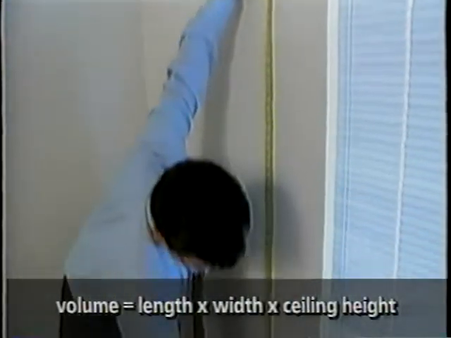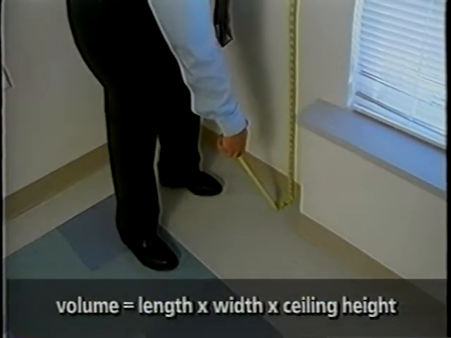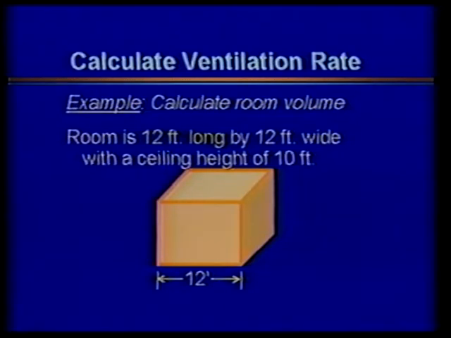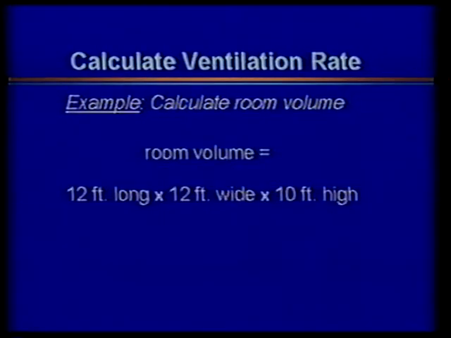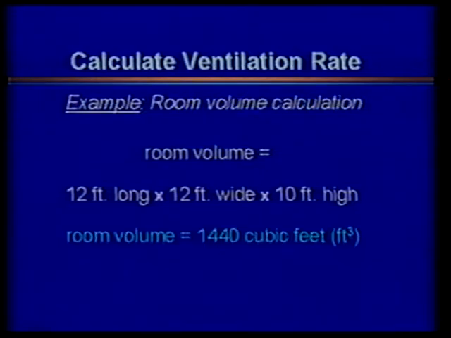The volume is the length times the width times the ceiling height. We'll illustrate this with a simple example. Assume a square-shaped room 12 feet long and 12 feet wide with a 10-foot high ceiling. This would give you a room volume of 12 by 12 by 10 or 1440 cubic feet.